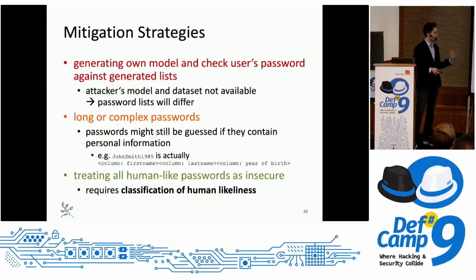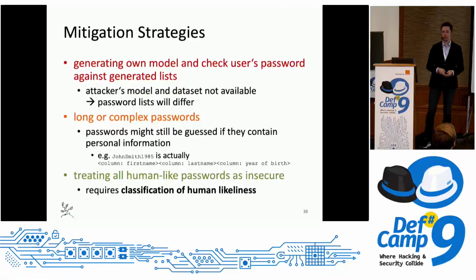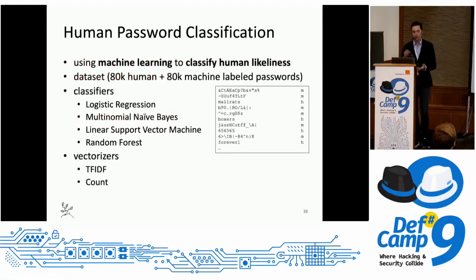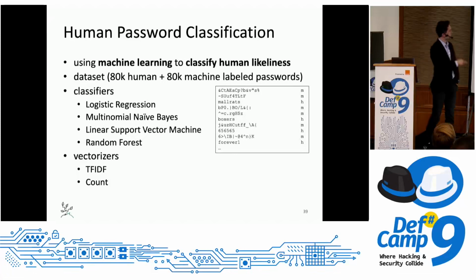I mean, until now, there is no way of checking or classifying human likeliness in a password. And I've created exactly that. I created a human password classifier using machine learning and used several classifiers and vectorizers to do that. I'm not going into detail here. I used a data set of 80,000 human and 80,000 machine labeled passwords that looks like this. So this is an example of the data set.